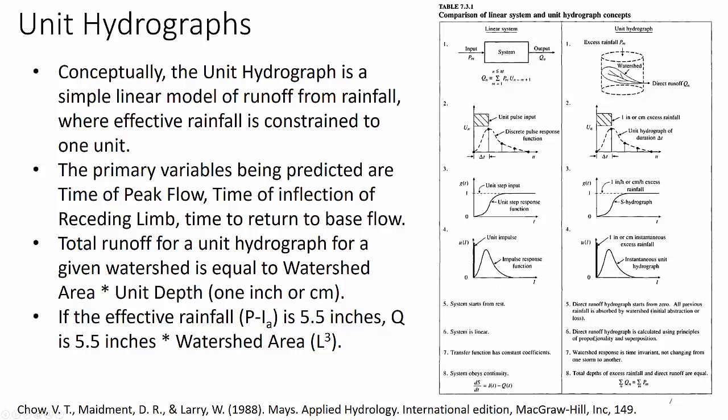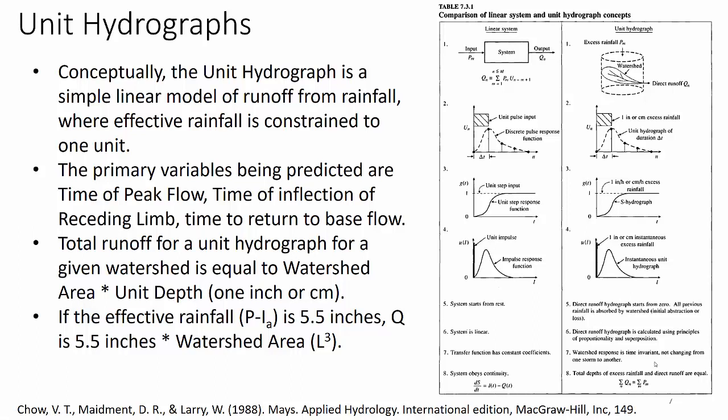The system is linear. The direct runoff hydrograph is calculated using principles of proportionality and superposition. There's no weirdness going on here. The transfer function has constant coefficients. That is to say, the watershed response in time is time invariant, not changing from one storm to the next. A storm today is the same as a storm in August, is the same as a storm in December, is the same as a storm in March.